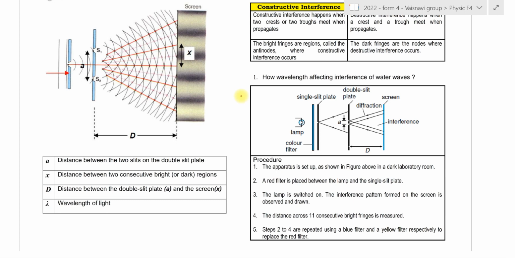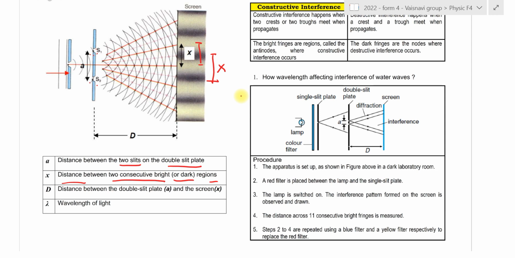Jadi jarak antara dua slit tu maksudnya slit tu yang menghasilkan coherent source. Jadi jarak antara dua coherent source ialah apa? Itu kita panggil a. Distance between the two slits on the double slit plate. Okay. And then x is what? Distance between two consecutive bright or dark region. Contoh, bright to bright or dark to dark, also known as x. And the D is distance between the double slit plate and also the screen.